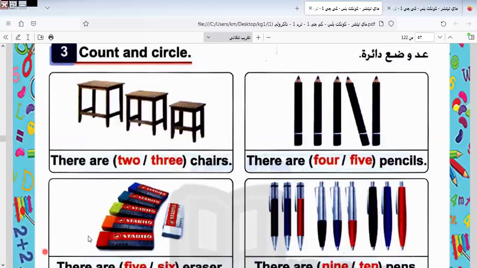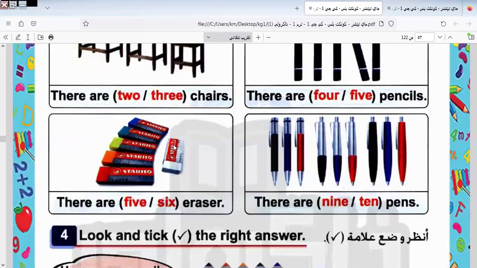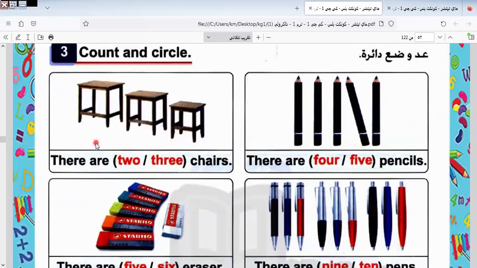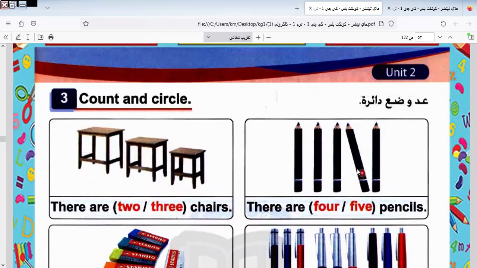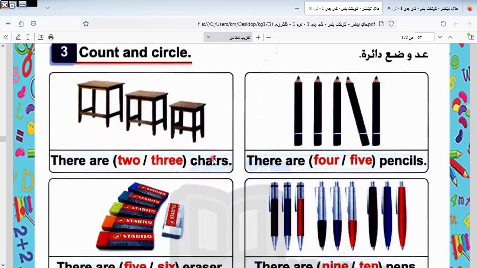Here we have, count and choose the correct one. Here we have there are, space, chairs. I think this is not chairs. Tables. Means printing here. As you write it, I will do it. Okay. 1, 2, 3. So the answer will be 3. Not chairs. It's tables. Okay. You can change it to tables, not chairs.